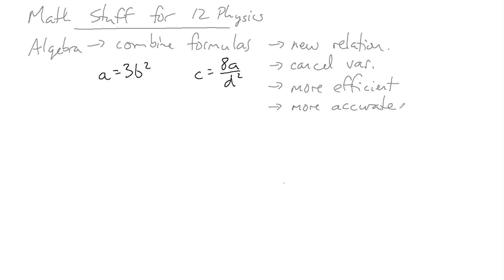So the biggest things for us will be the first two: being able to see new connections between variables, and being able to cancel things out when we don't need them, to show they're not actually relevant to the situation. These are some of the reasons we like to combine formulas. Especially as you do more physics, engineering, chemistry, whatever you want, these last two, being more efficient and more accurate, really kick in nicely. It ties things up and makes things a lot tighter.